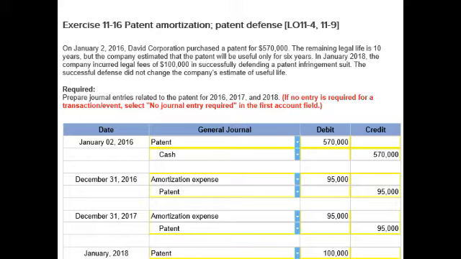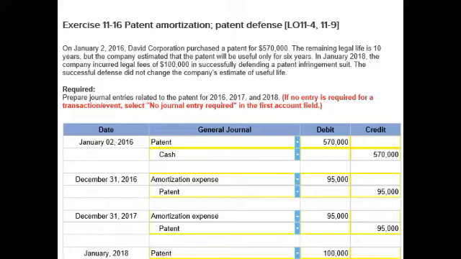Then amortization. It mentions that the remaining legal life is 10 years, but its useful life is only 6 years. So for us, we're going to use 6 years, because whether its legal life is 10 or 20, whatever that is, it has to be relevant to us. If to us, for some reason, it's going to be useful for only 6 years, we will use that number.